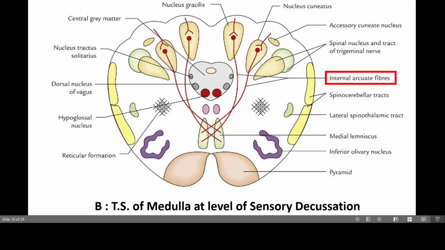Then we come to the diagram of the second level, or the middle level of the medulla, which is at the level of the sensory decussations. How to go about drawing this?